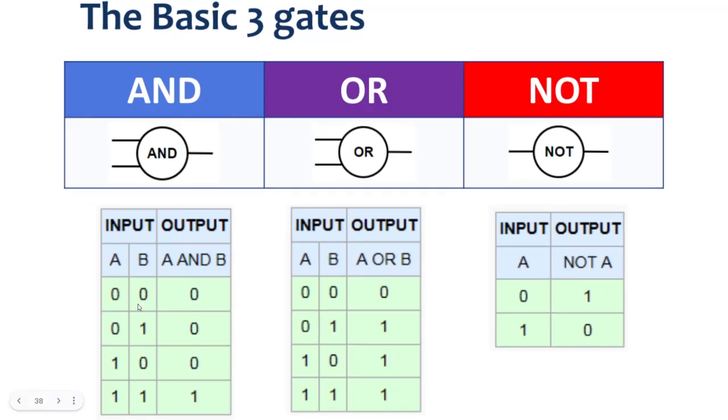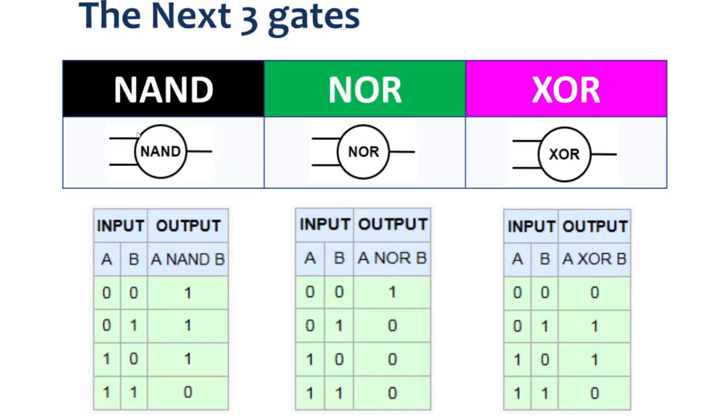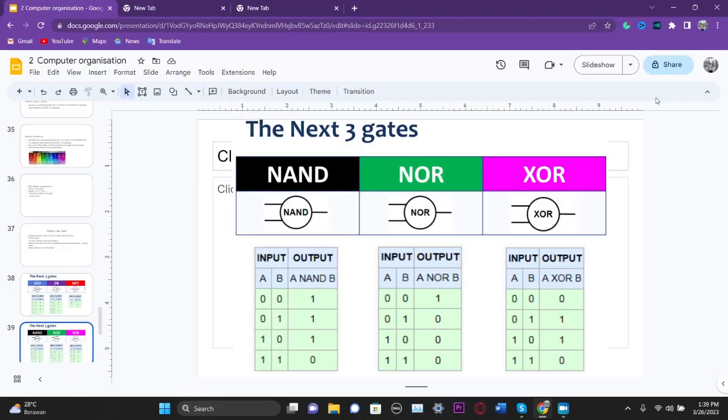As we can see here, both inputs are 0, the output is 0. One input is 1, the output is 0. Only when both inputs are 1, the output is 1 for AND. For NAND, it's the opposite. When both inputs are 1, the output is 0.